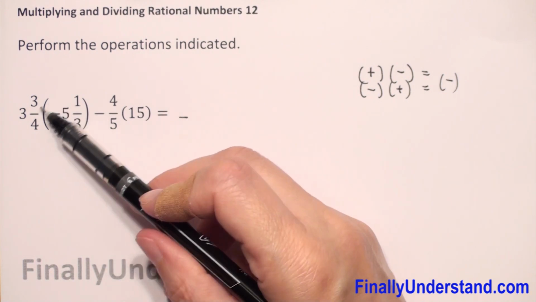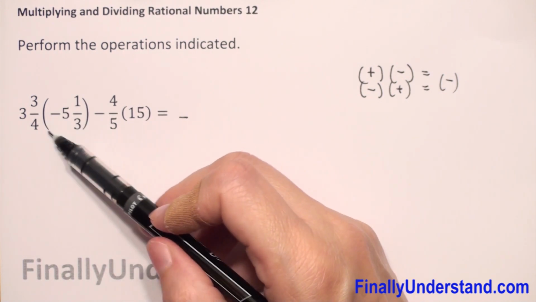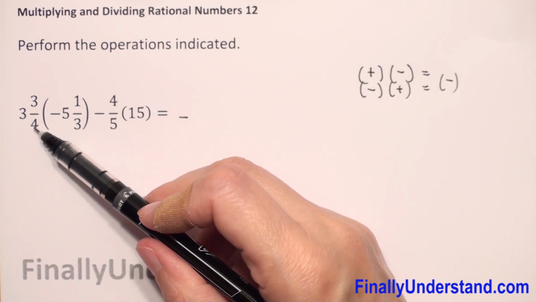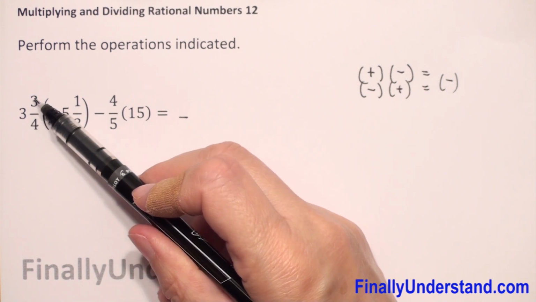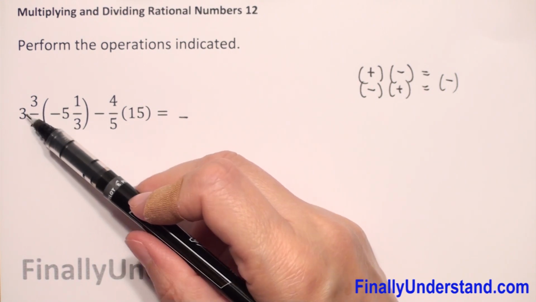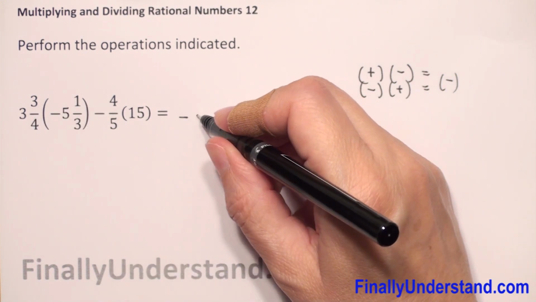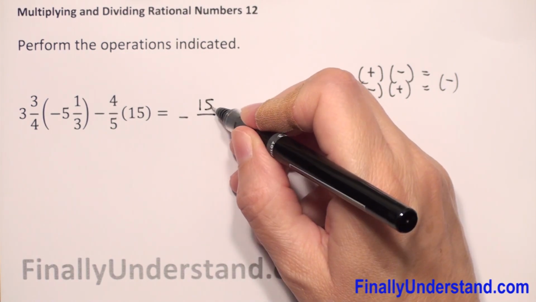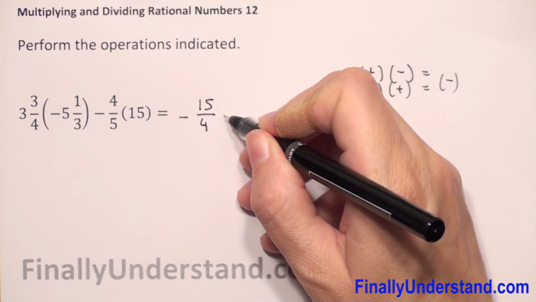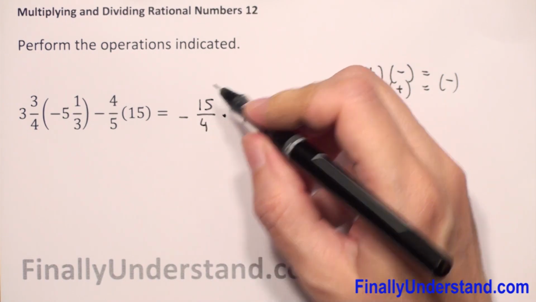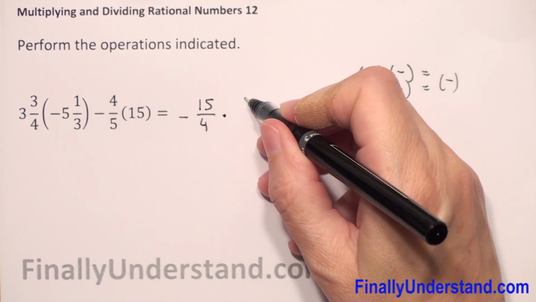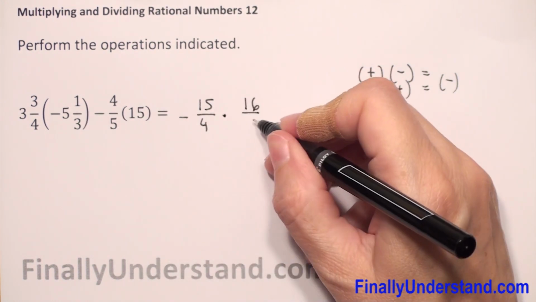And now, because I have mixed numbers to multiply, first I will change them to improper fractions. How do we do this? We multiply denominator times whole number and we add numerator. So 4 times 3 is 12 plus 3 is 15. So our numerator will be 15 and the denominator we copy. And we have 3 times 5 is 15 plus 1 is 16 over 3.